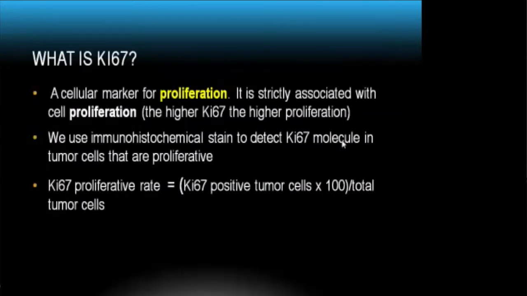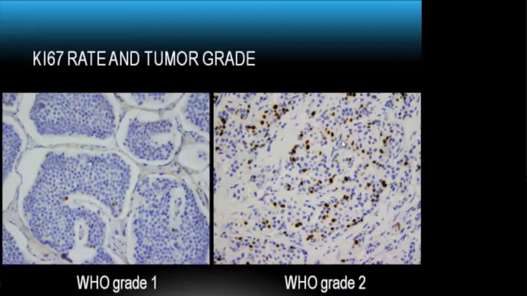So what is Ki-67? Ki-67 is a cellular marker for proliferation. It is strictly associated with cell proliferation. Basically, a high Ki-67 means high proliferation and probably faster tumor growth. We also use an immunohistochemical stain to detect the Ki-67 molecule in the tumor cells that are proliferating. So the Ki-67 proliferative rate is the percentage of Ki-67 positive tumor cells among total tumor cells. So I have 2 examples here.